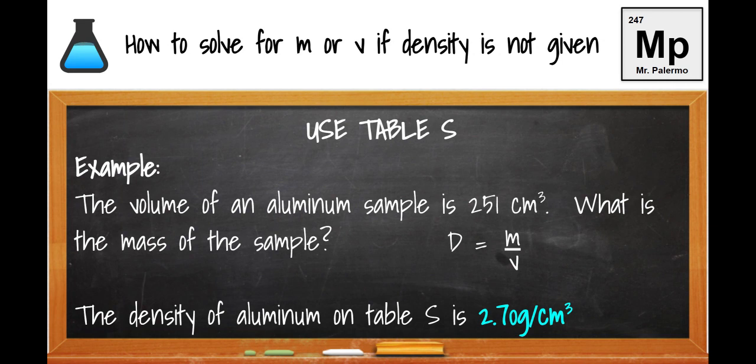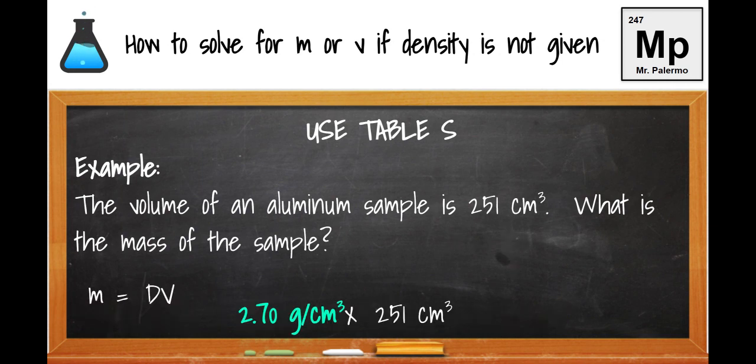If I know the volume and I know the density, now I can do mass is equal to density times volume again. I'm going to take my density, I have my volume, that density came off the table, and my answer is 678 grams.